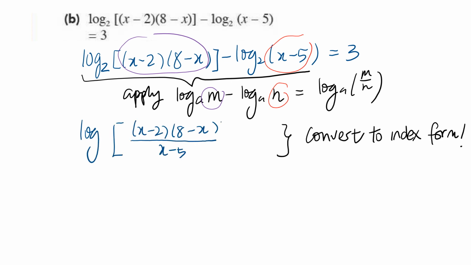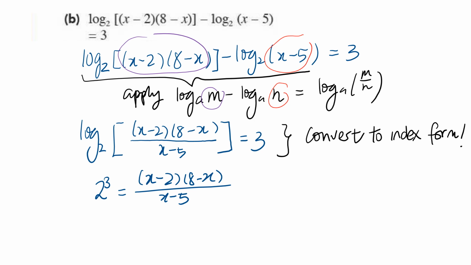Right, then the next step is to convert it to index form. So converting from log to index, index to log, this is the most basic. So if you have forgotten how to do it, please revise. Right, so to convert it to index form, just zoom in onto the base. The base is base 3, right? Base is base 3, so 3 to the power of 3 gives you whatever it is.